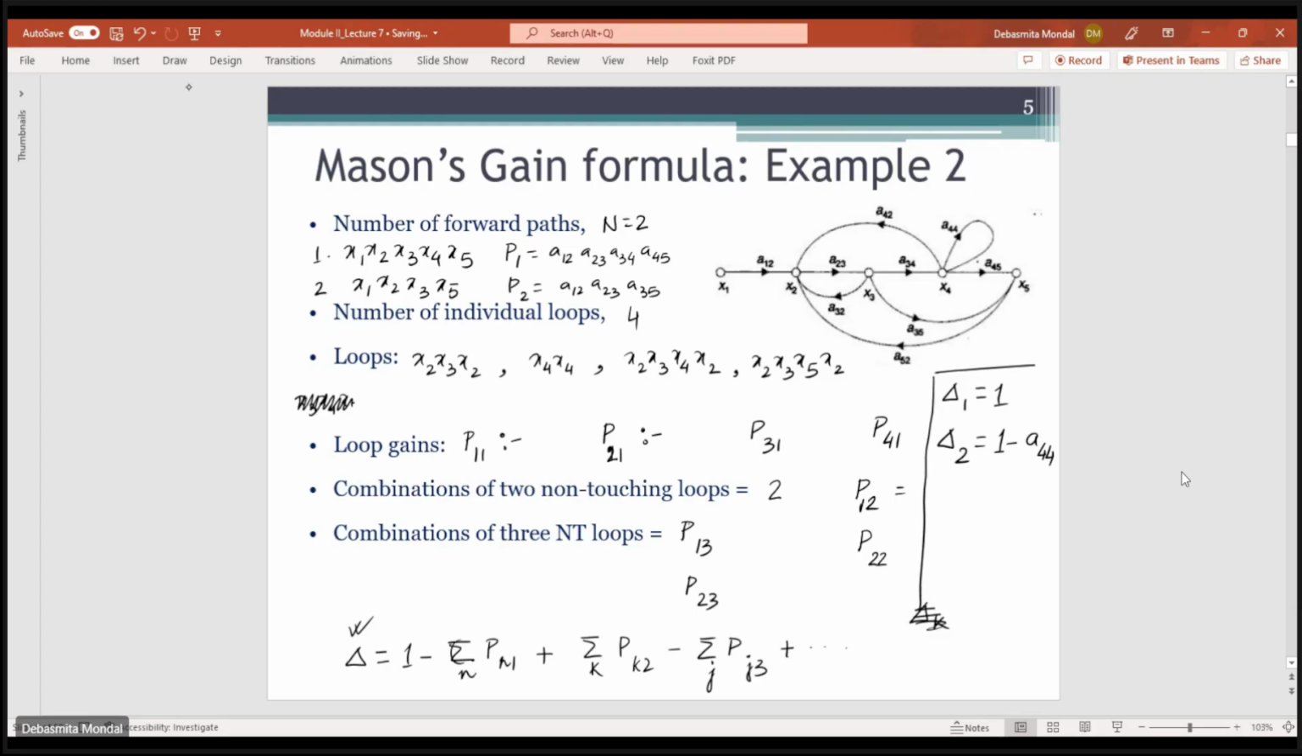So the value of delta K will be given by 1 minus the gain of the loops which are not touching that corresponding forward path. Once you have found delta 1 and delta 2, and you know P1 and P2, you can write 1 by delta times P1 delta 1 plus P2 delta 2. This will give you the overall transfer function, or the overall gain, of your system. So is this concept of Mason's gain formula clear to you? Like how to apply Mason's gain formula and find the transfer function?